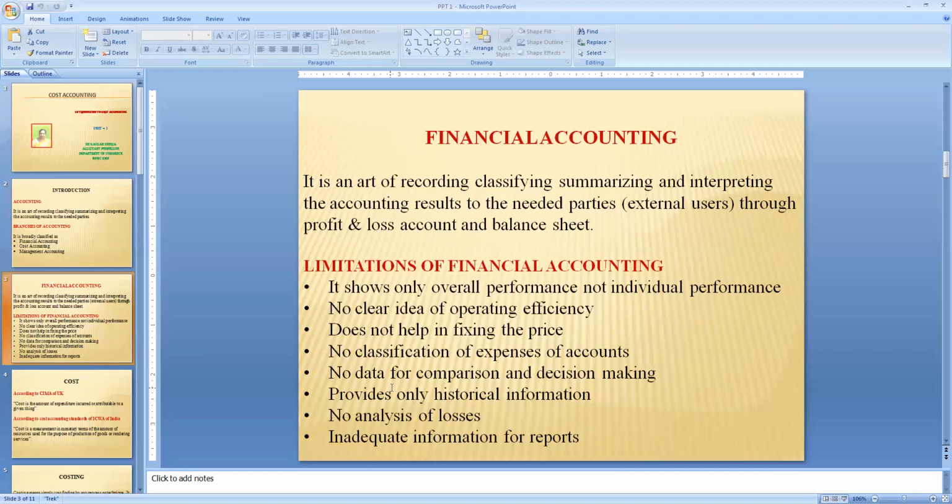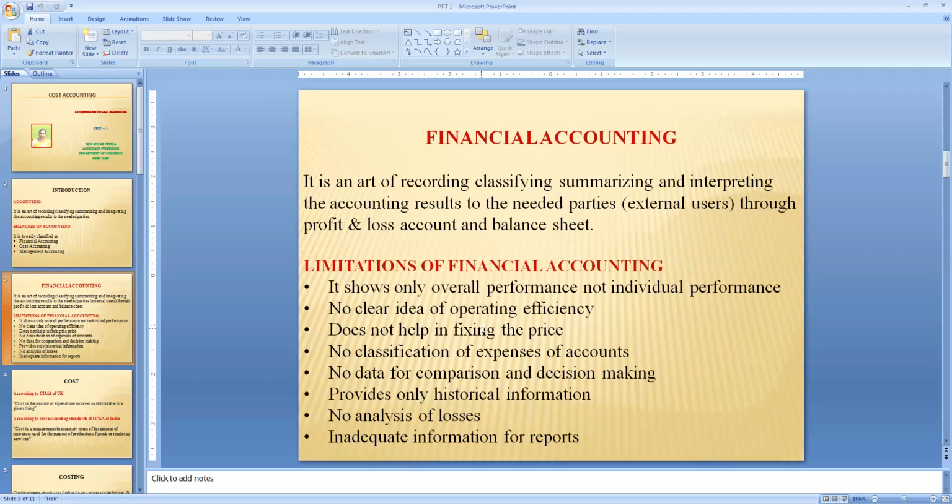It shows only the overall performance, but not the individual performance. This financial accounting does not help in developing the standards to assess the performance of various persons or departments, because it also does not help in checking that the cost does not exceed the reasonable limit for a given quantum of work of the requisite quality.